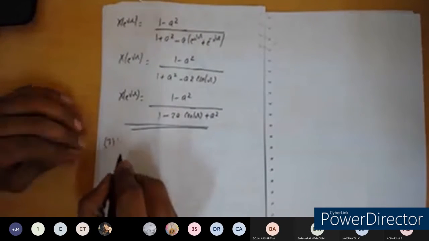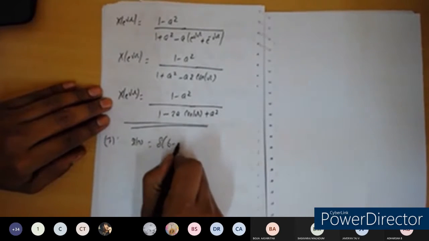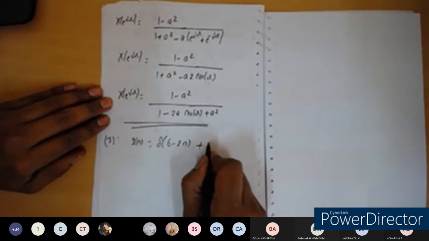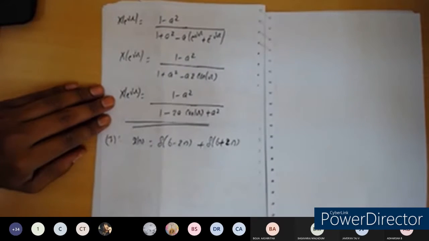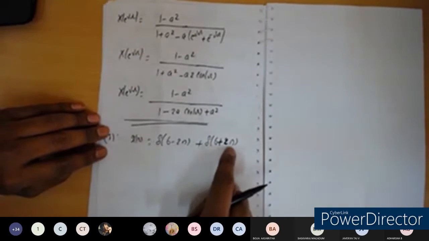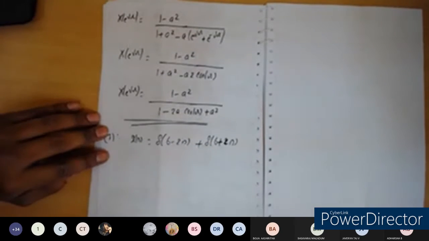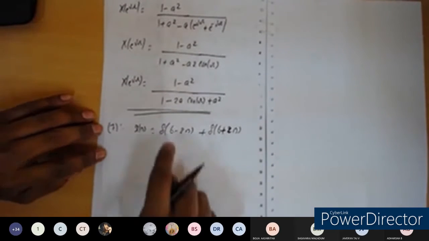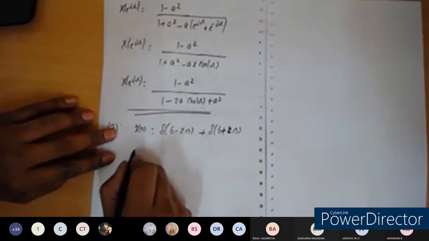Let us take the next problem. x of n is equal to delta of 6 minus 2n plus delta of 6 plus 2n. Here the impulse functions delta of 6 minus 2n and 6 plus 2n are given. Let us first see when these values will be equal to 1, and later go for finding the DTFT of the sequence.